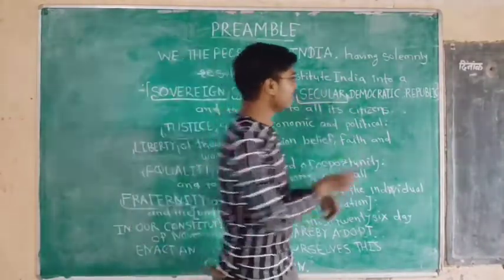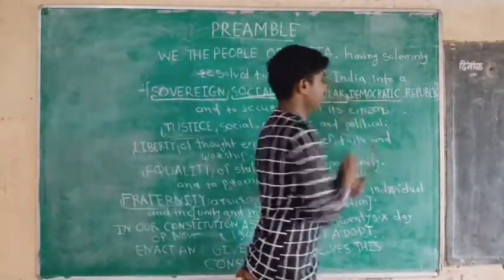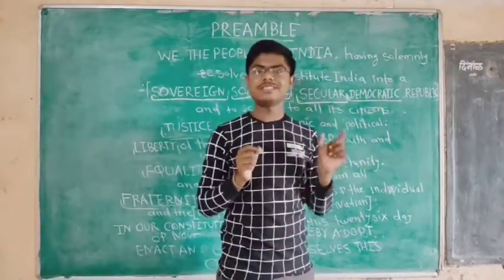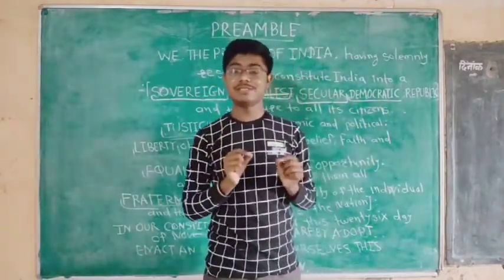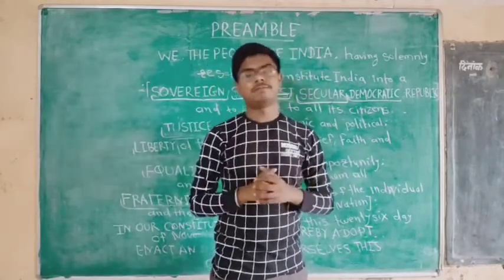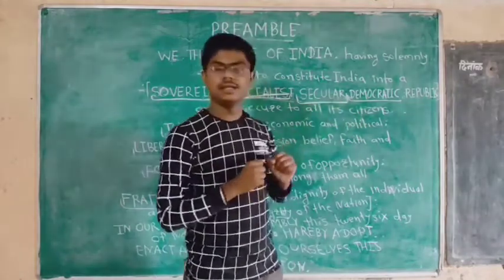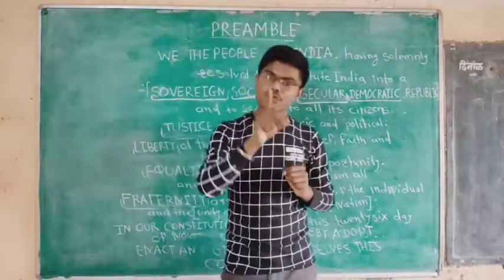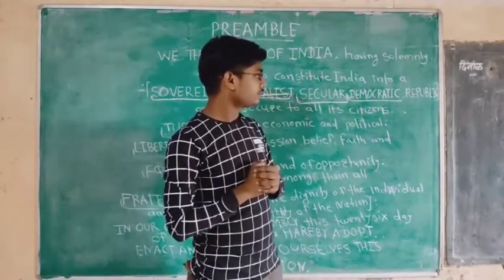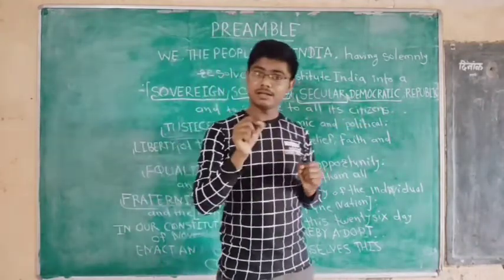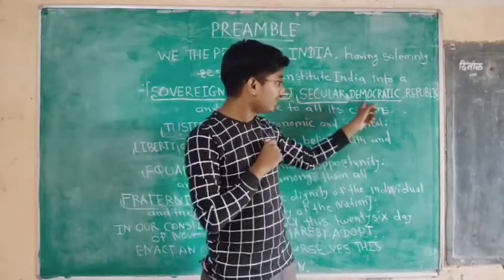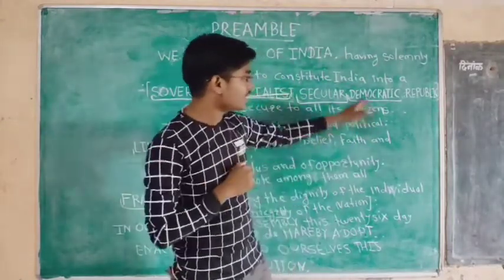Okay. Now democratic. As we know, democracy: demos means people and kratos means rule. It means government by the people, for the people, of the people. A democratic country is ruled by its own constitution. That is democratic. It means people enjoy their rights through elected rulers.